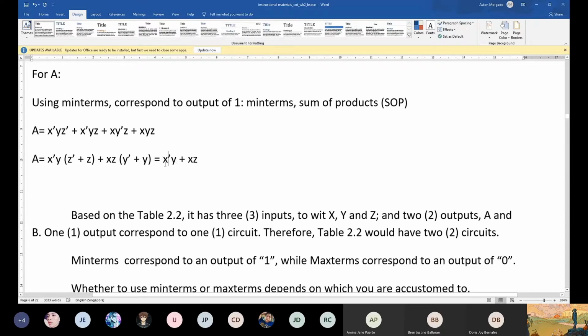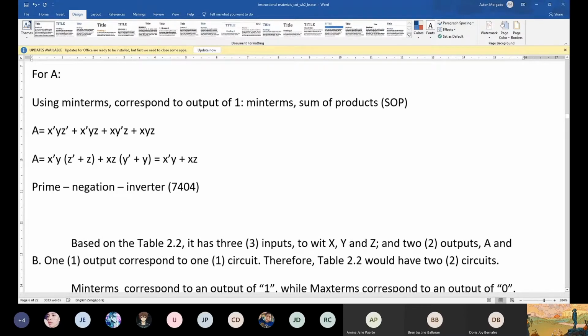So how are we going to execute that in terms of a circuit? By the way, when we say prime, it's actually equivalent to negation. And when we say negation, that is equivalent to an inverter. So we also have an inverter gate, and that is 7404.